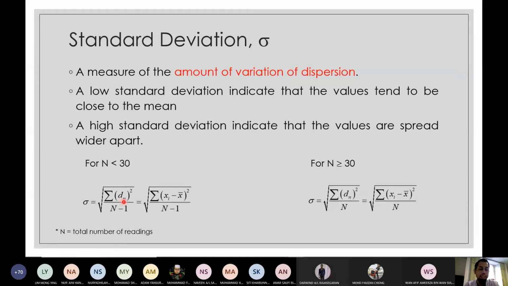So we use this equation here, which is basically the deviation. We square it, we sum all the values, divide by the number of readings minus 1, and then take the square root. So we have two equations. If the number of readings is less than 30, then the denominator we use is n minus 1. If n is equal to or more than 30, we divide by n.